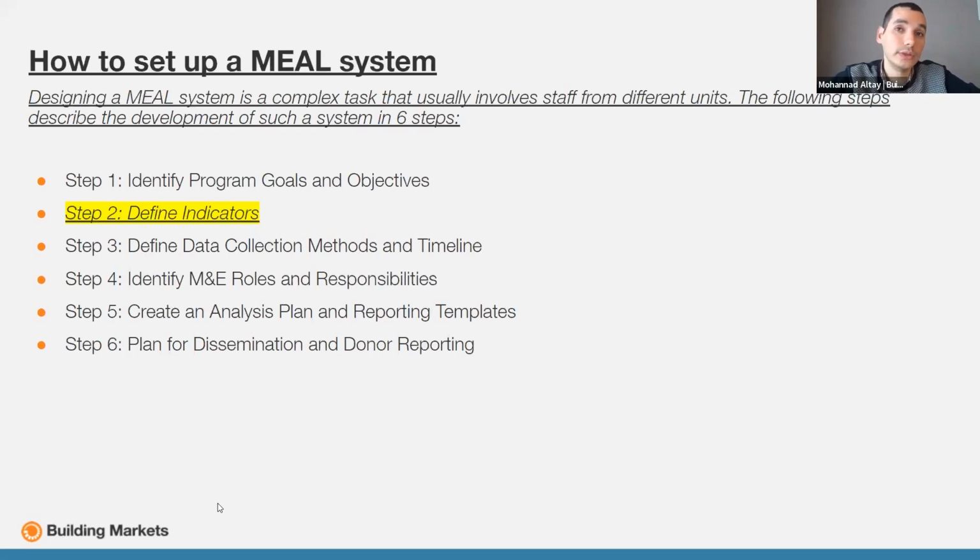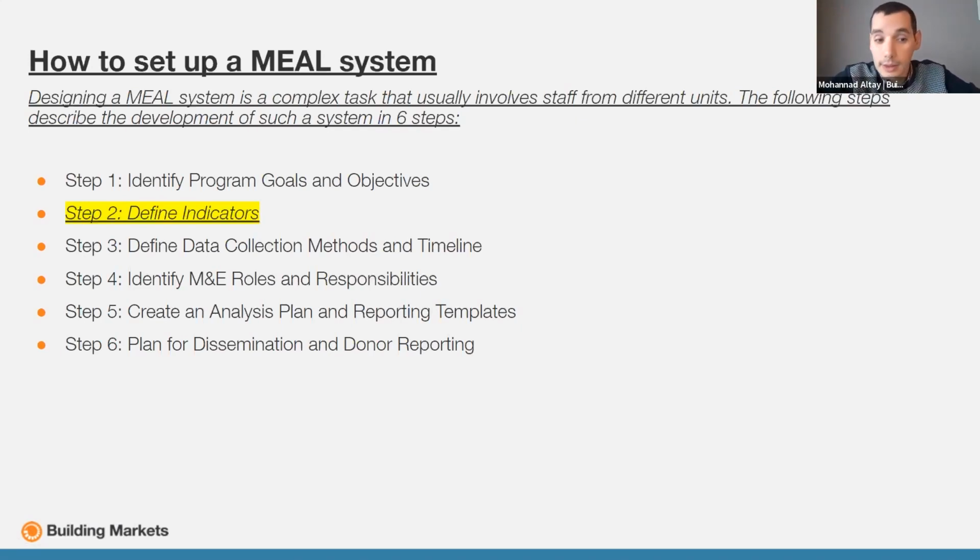And of course, develop the reporting templates, whether for internal or external reporting. By that, I mean there is, of course, donor reporting. There are also other types of reports that you might need to develop, such as reports to the board or reports to the executive leadership and management of the project.